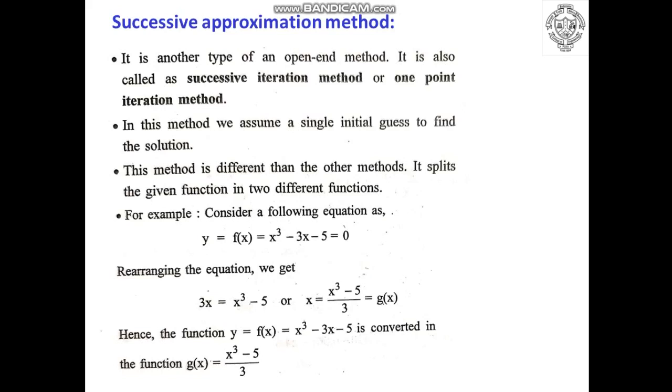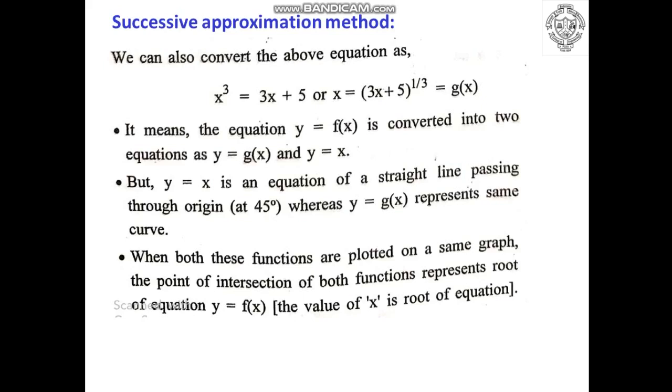So I get the equation in rearranged form as 3x is equal to x cube minus 5, or we can write this as x is equal to x cube minus 5 divided by 3. Now let us consider this expression as g of x. Hence the function y is equal to f of x, that is x cube minus 3x minus 5, is converted into the function g of x equal to x cube minus 5 divided by 3.